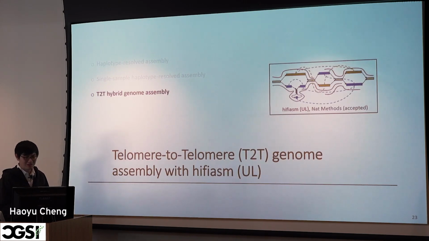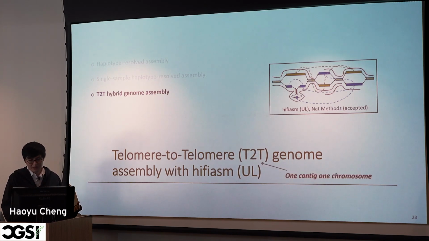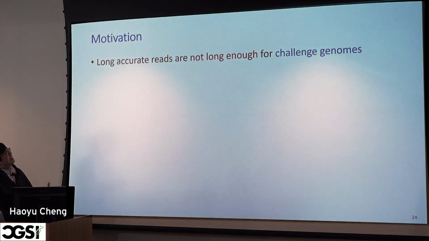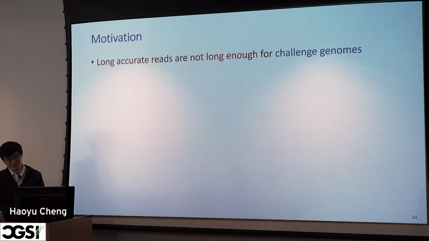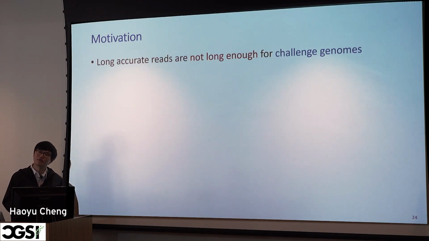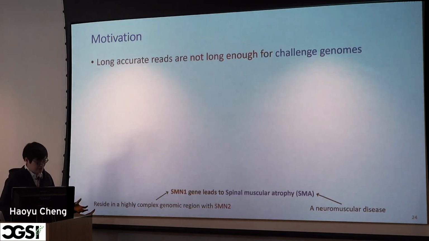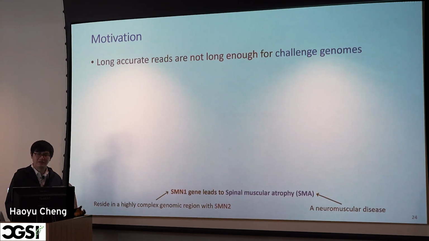I will then talk about how we achieve telomere-to-telomere genome assembly. That is the ultimate goal for de novo genome assembly: one contig for one chromosome without any gap. The motivation here is quite simple. Even though long reads are much longer than Illumina reads, they are not long enough to resolve some of the challenging genomic regions. Here I'm showing the assembly result for the SMN1 gene, which is within a highly repetitive region and is a clinically relevant gene.